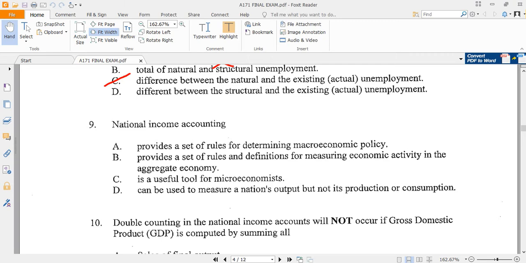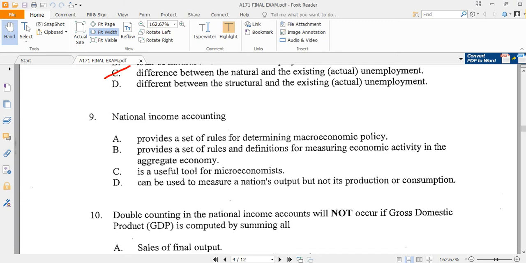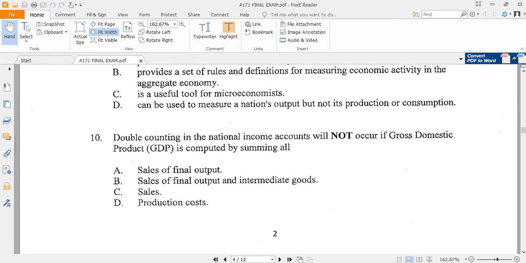So let's take a look at some of these questions which are relevant for topic number 9, national income accounting. Figure out what would be the answer for this. The issue of double counting will not occur if GDP is computed by summing all of what? Is it A, B, C, or D?